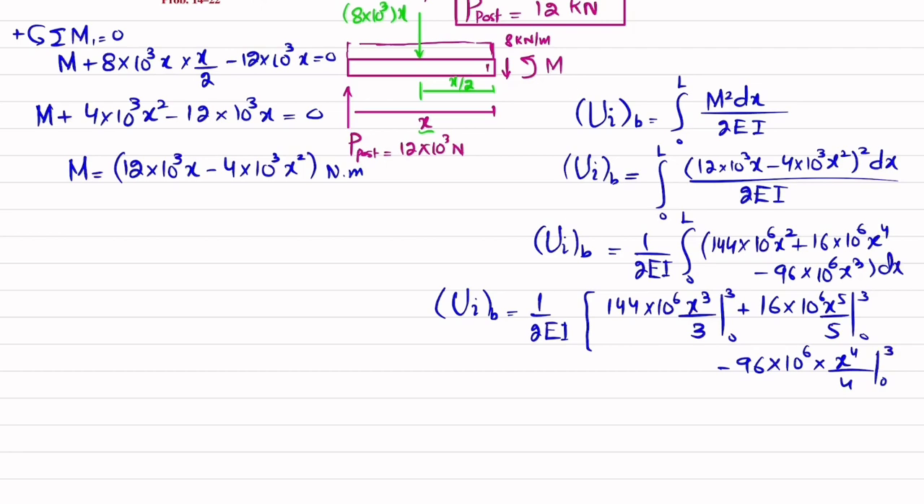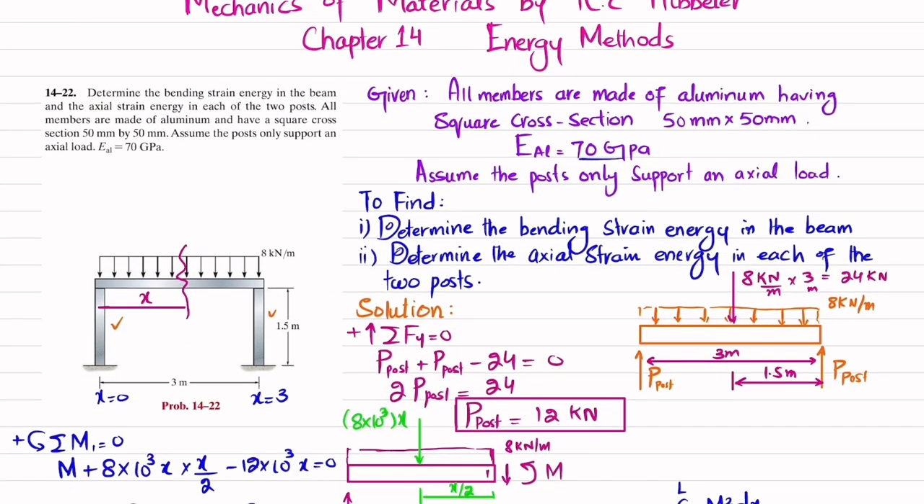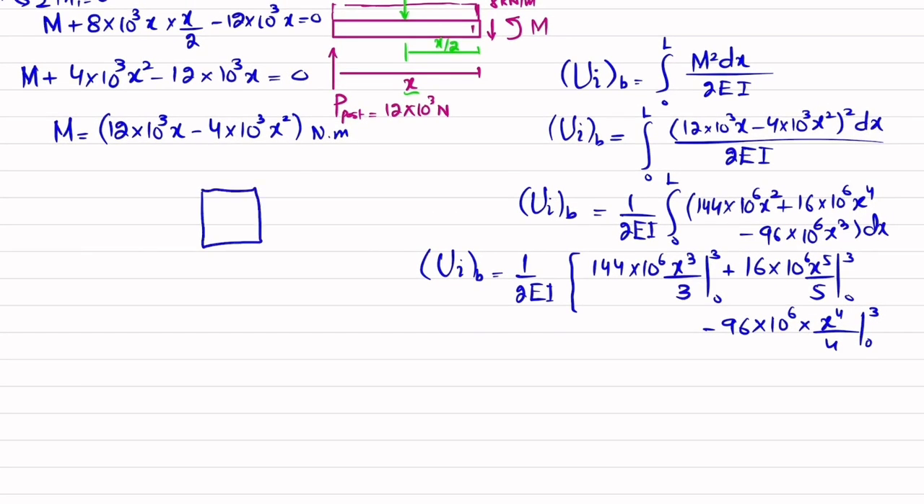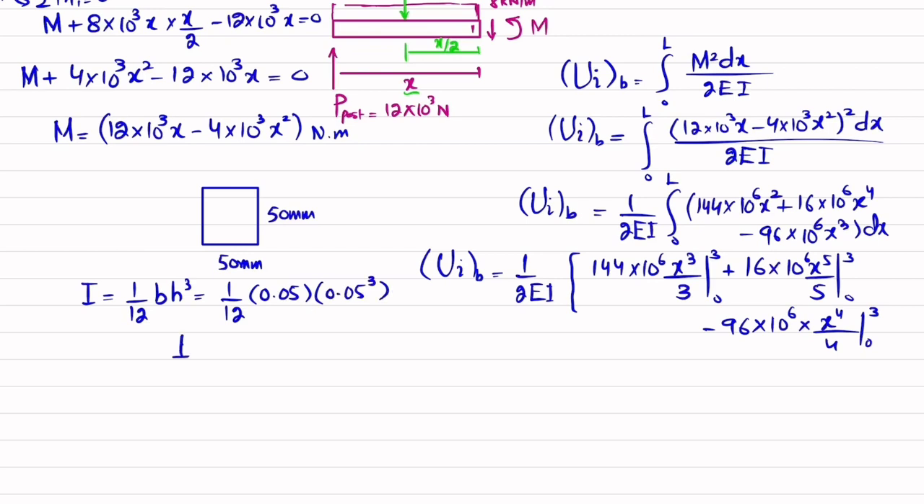Okay, now we will find E of steel, which is given as 70 gigapascal, and it is given that this is a square cross section 50 by 50. So the square cross section is this one. This is 50 millimeter, and the height is also 50 millimeter. Clear? So moment of inertia is equal to 1 over 12 bh cube. So 1 over 12, breadth is 50 millimeter, in meter it is 0.05, and height is also 0.05 meter, whole cube. So when you calculate it, you will get 0.52083 into 10 to the power minus 6 meter power 4.